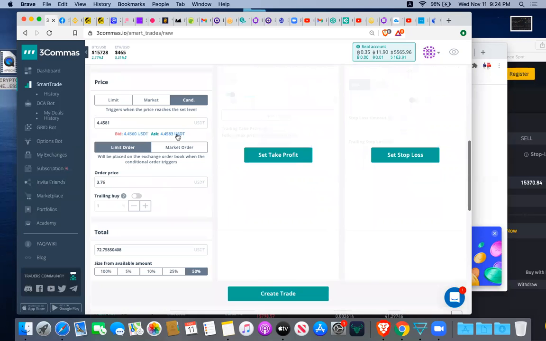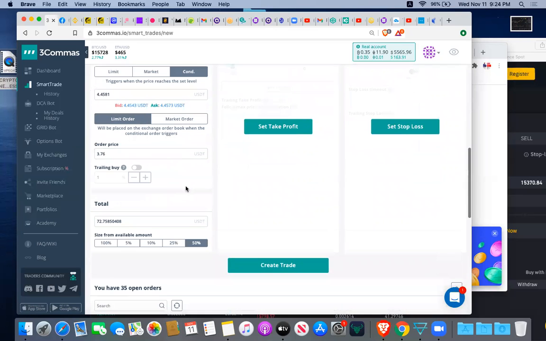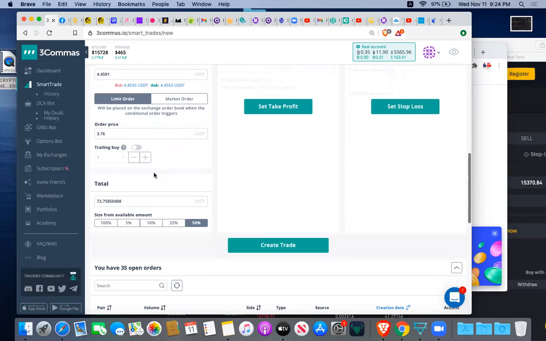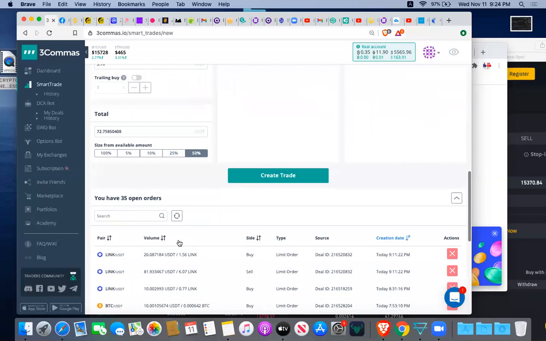Now, if that is done, I can put this, right? So order price, okay. Trailing buy, no. I can just put it that way. So now the next thing I will set, please take note.